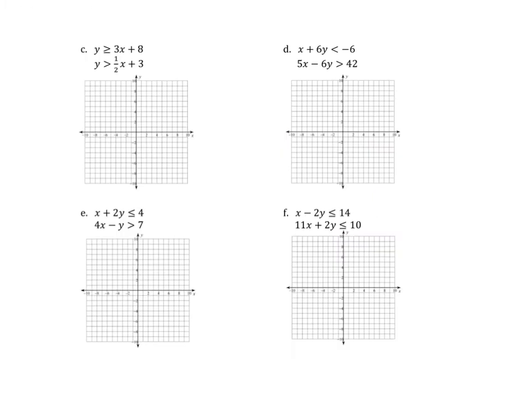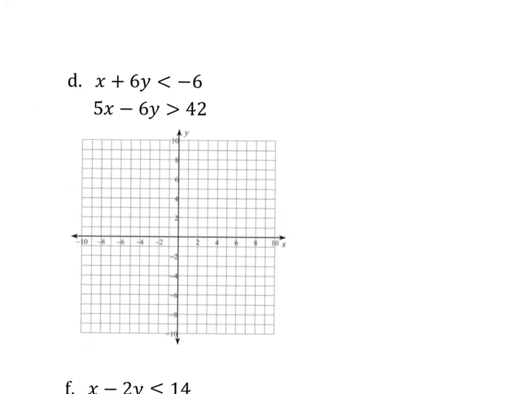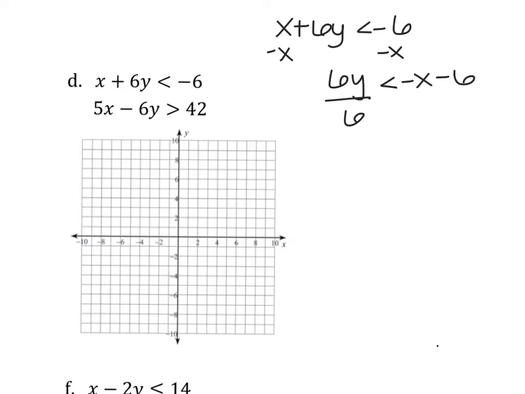Okay, I'm going to skip C because it's just like A and B, and I'm going to go ahead and do D. Now, since they're not solved, the very first thing that we have to do is solve for y. So I'm going to move this x. It's positive, so I'm going to subtract it. I have to divide everything by 6. So -1/6 x minus 1.